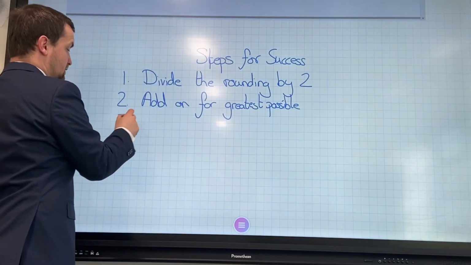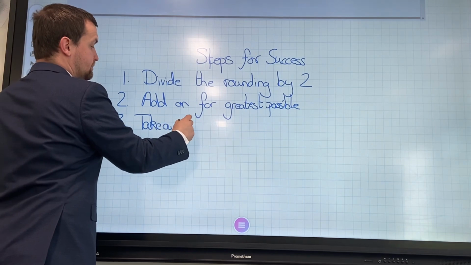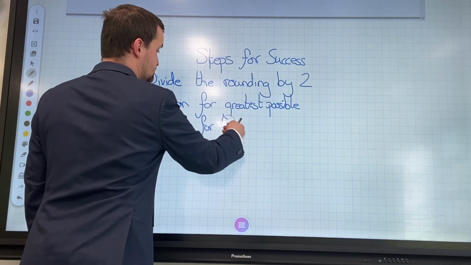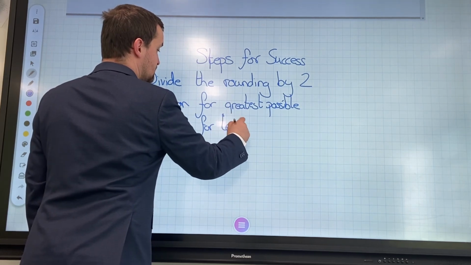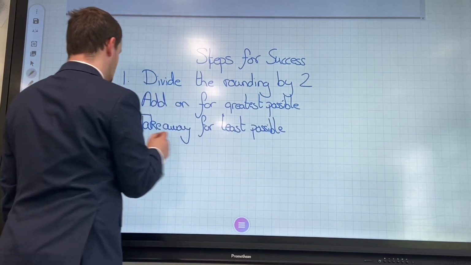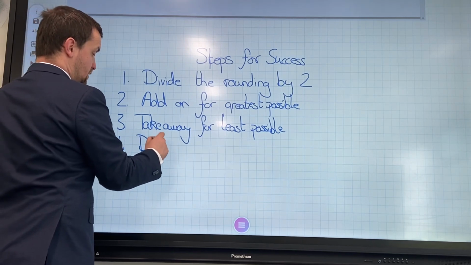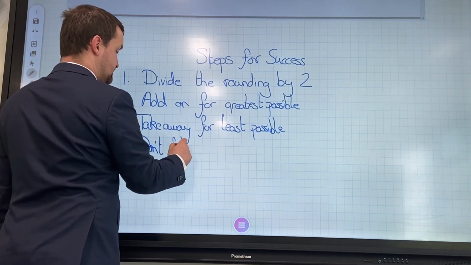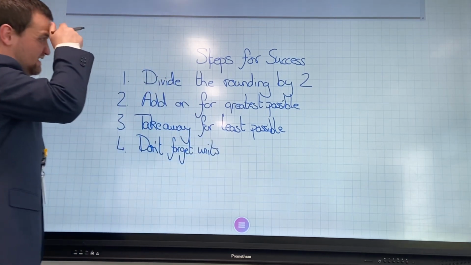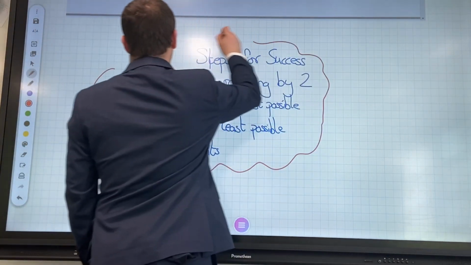Step 3, take away for least possible. And step 4, don't forget units. That needs to be written down somewhere. That is the key part of this, the steps for success.